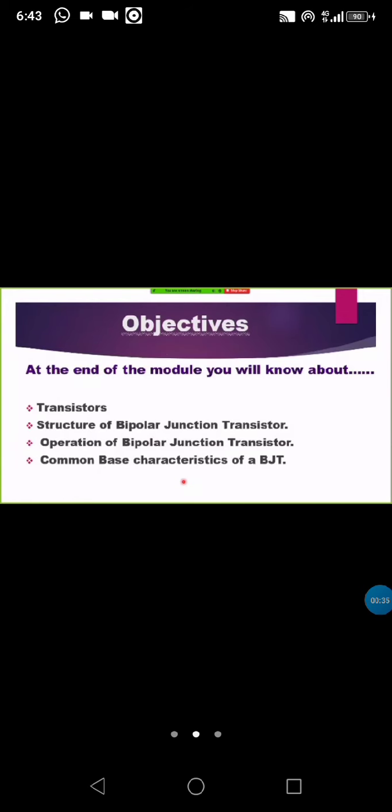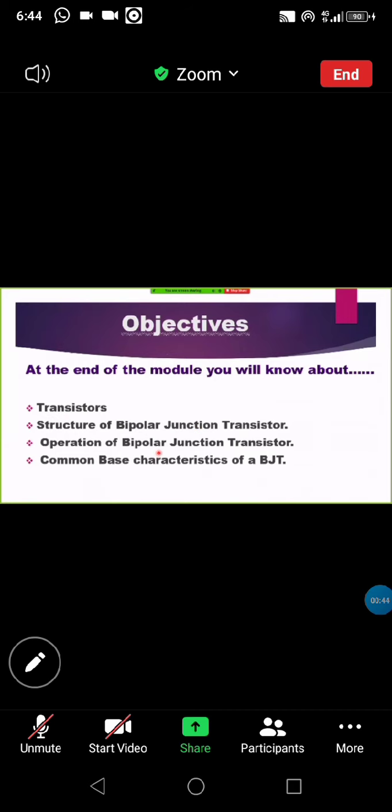Here, the objectives are that at the end of the module you will know about transistors, the structure of a bipolar junction transistor, the operation of a bipolar junction transistor, and the common base characteristics of a BJT, that is, a bipolar junction transistor.